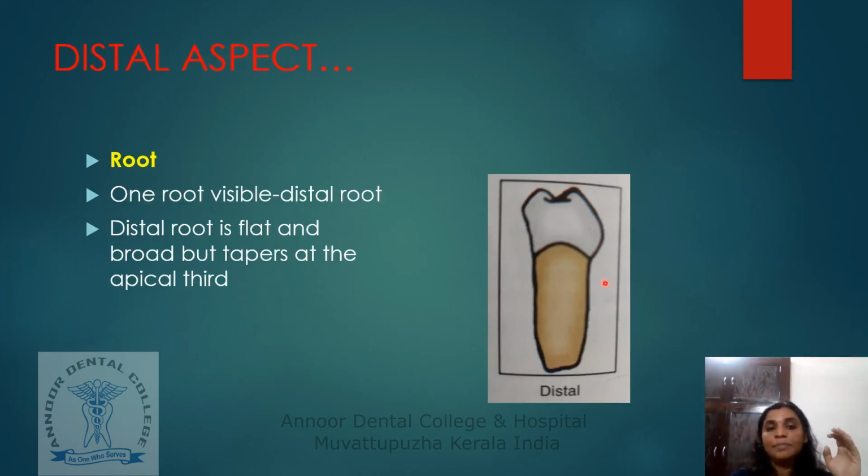There is one root visible, that is the distal root, and it is flat, broad, and tapers at the apical third.